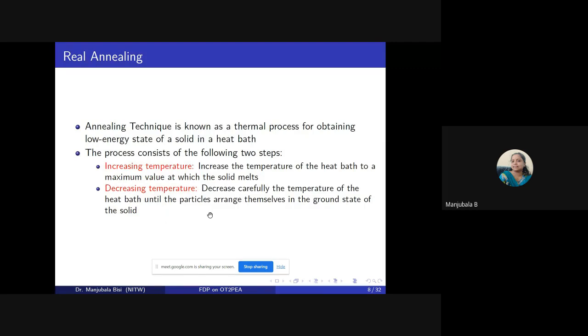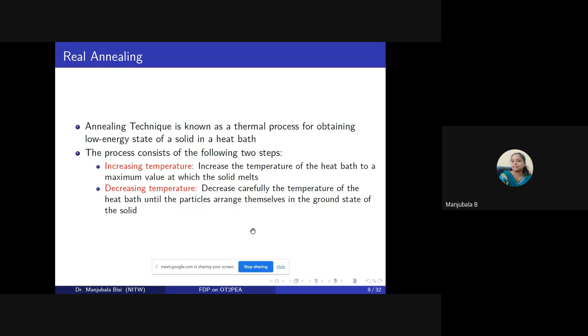Right? So now we'll see how to map the physical annealing, or the real annealing, to the simulated annealing. As you know, in physical annealing, we have to increase the temperature of the metal to a high temperature, so the molecular structure of the metal will change. In order to restore the original property of the metal, we have to decrease the temperature very slowly. If you decrease the temperature very slowly, at a particular point of time the particles may arrange themselves in the ground state of the solid. So that is the physical annealing process.